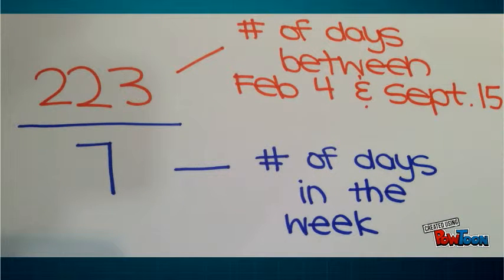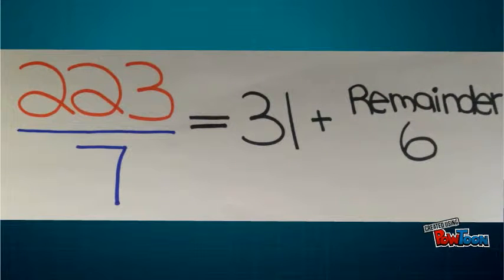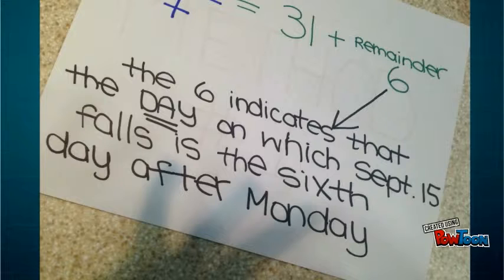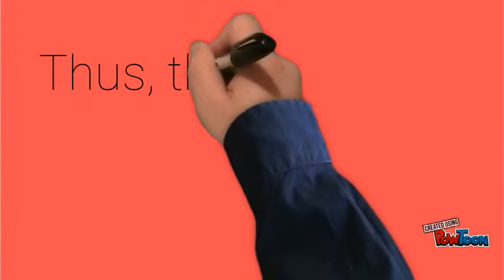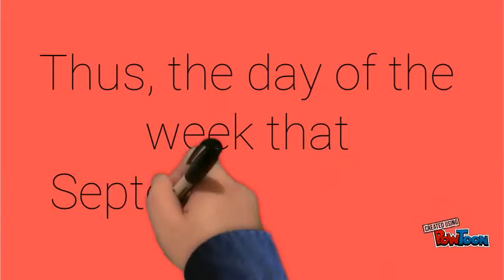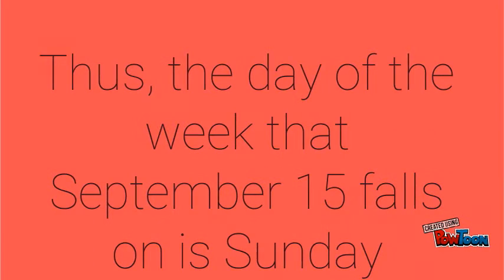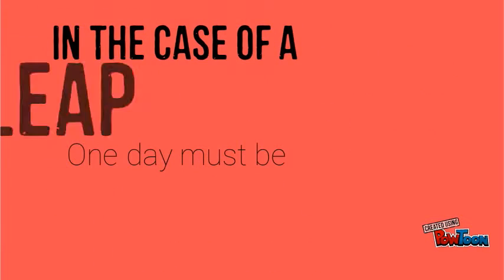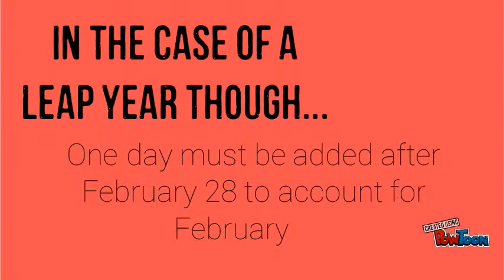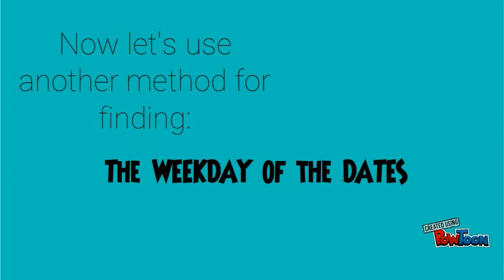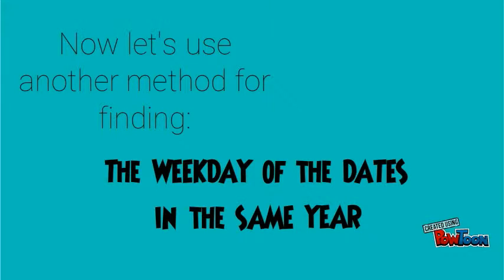So 223 divided by the number of days in the week is 31 remainder 6. The 6 indicates that the day on which September 15th falls is the 6th day after Monday. Thus, September 15th occurred on a Sunday. In the case of a leap year, though, one day must be added after February 28th to account for February 29th.